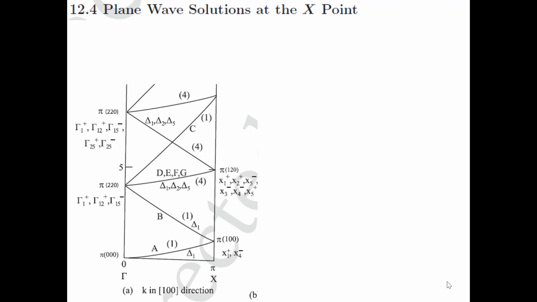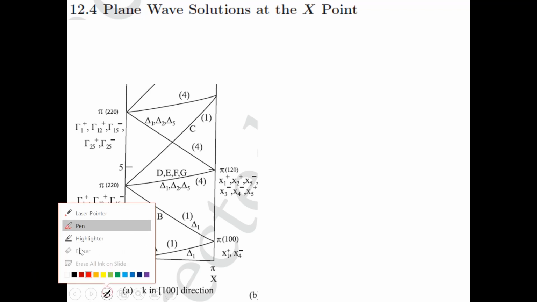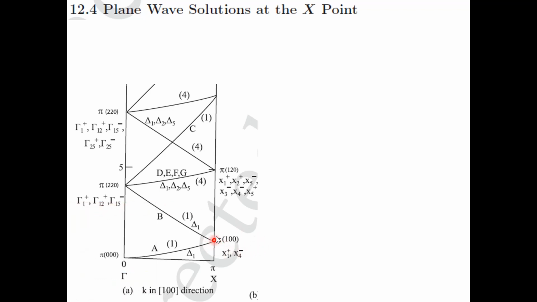In most cases we are discussing the empty lattice approximation and the nearly free electron model, and how group theory helps us to understand the degeneracy breaking that occurs at the high symmetry points. We discussed the gamma point yesterday, and we started the discussion about the X point. So in the previous lecture, last time we discussed the lowest energy state at the X point.